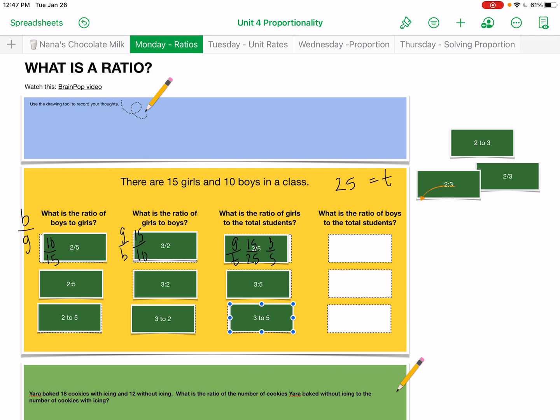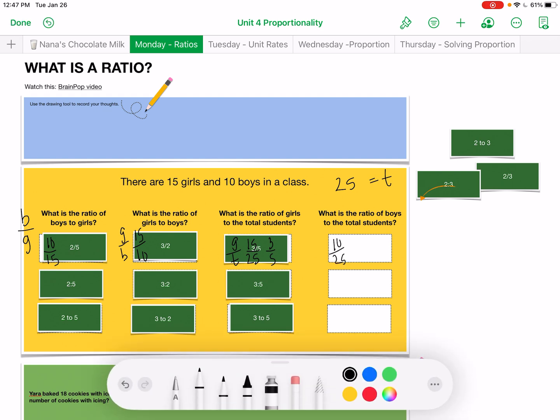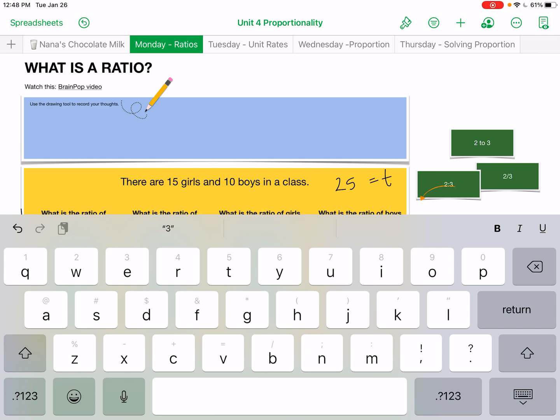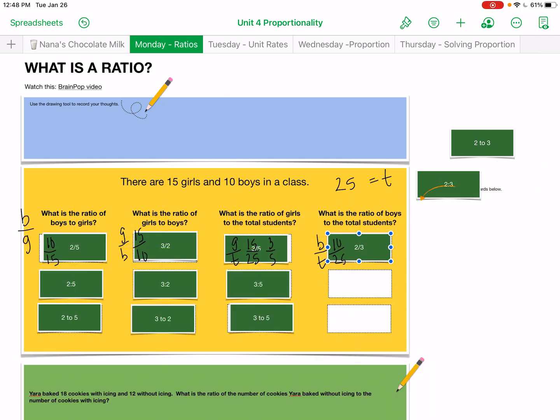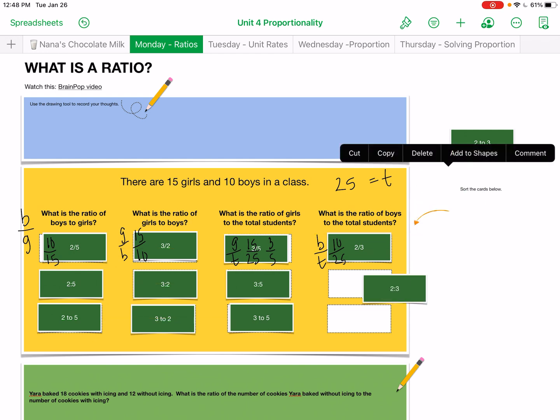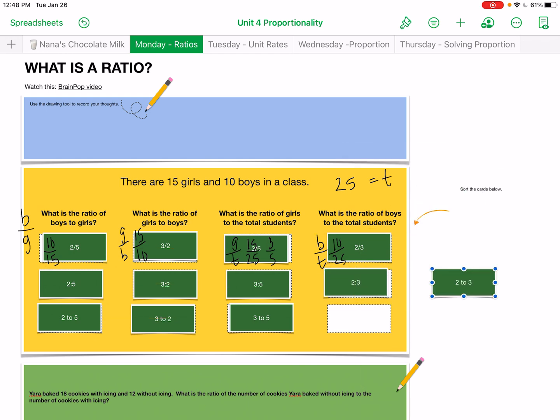Finally, what is the ratio of boys to total? So we know boys is 10 to 25. Boys to total. It's really important to label so that you won't get them mixed up, because your order is very important. If you're mixing or creating or baking, you can't mix up the ratio of flour to sugar or baking soda to sugar. It would make it weird. Okay, we're going to do fraction form, symbol form and word form.